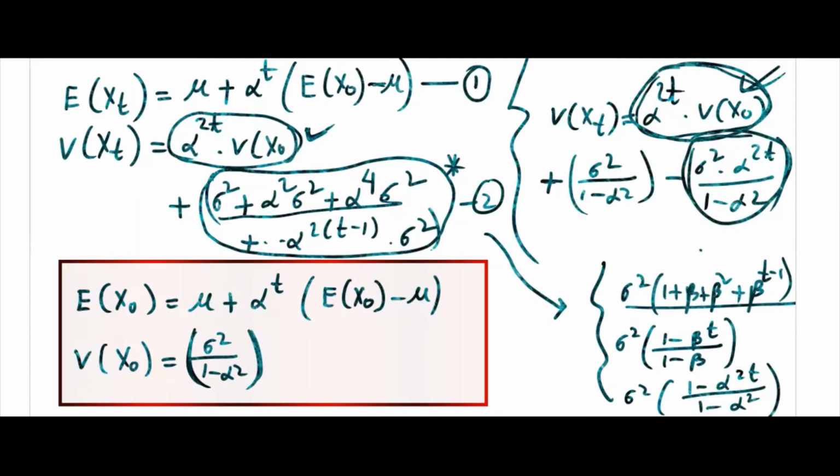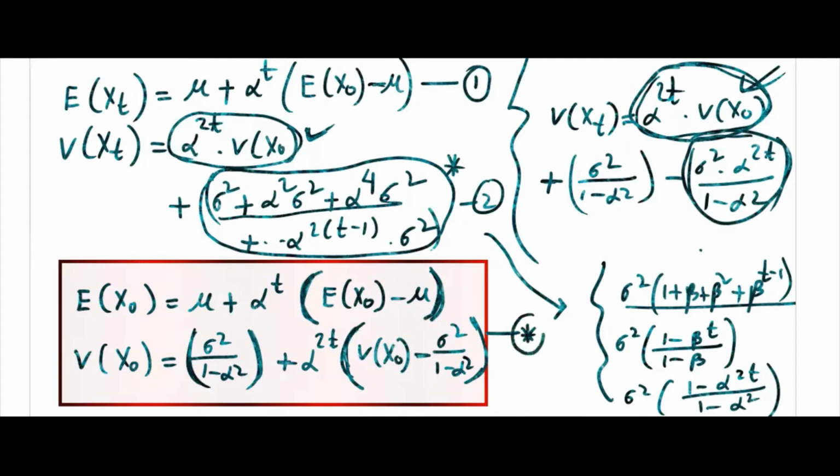If you take alpha power 2t common, then what you will get is variance of x naught minus sigma square divided by 1 minus alpha square. I thought not to do this derivation, not that important, but I saw in 1 or 2 exam questions they asked this. Maybe they will not ask in future, it's open book now, but this is important for initial understanding.